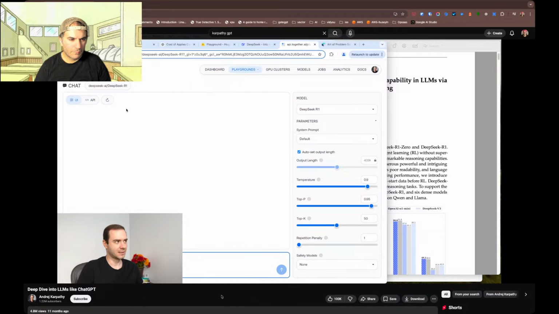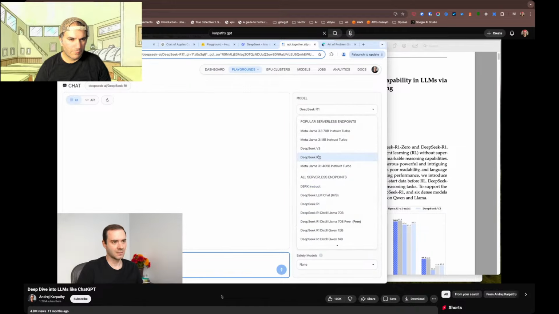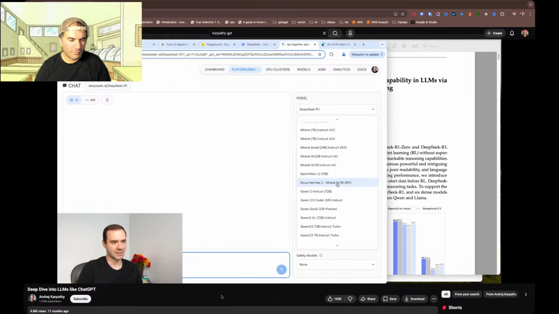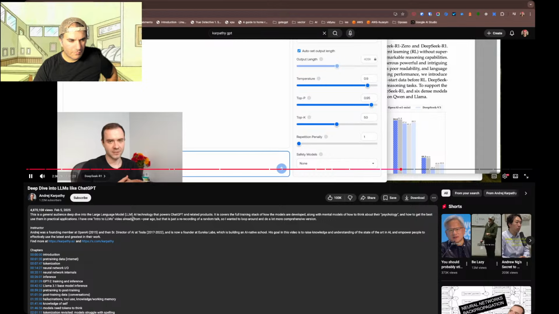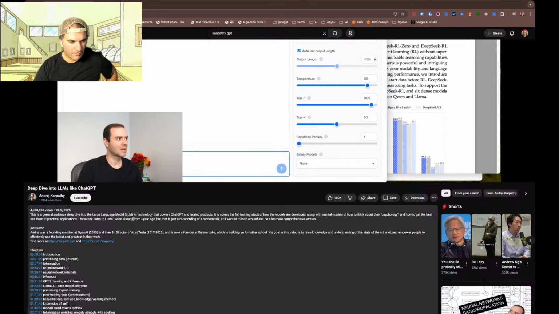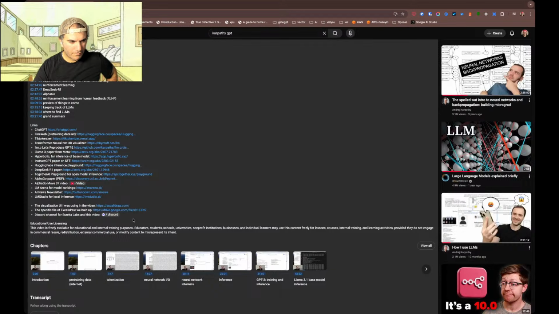You can select DeepSeek R1 here in the chat, and there are many other models that you can select. These are all state-of-the-art models. This is similar to the Hugging Face inference playground that we've been playing with so far, but Together.ai will usually host all the state-of-the-art models. So select DeepSeek R1. You can try to ignore a lot of these settings; I think the default settings will often be okay.